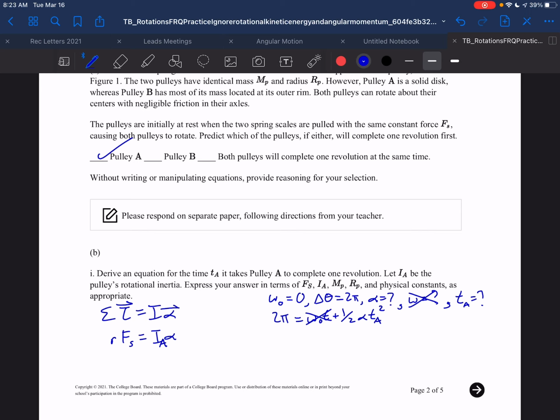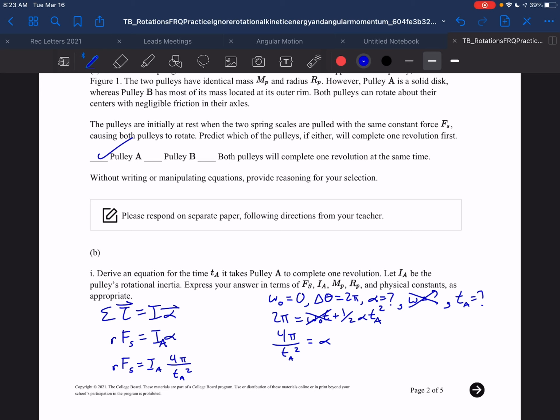Let's solve for alpha. If we solve for alpha, we get 4 pi over TA squared is equal to alpha. Now we can take that and plug it in here, and then solve for our TA. If we plug that in for alpha, we get RFs equals IA times 4 pi over TA squared.